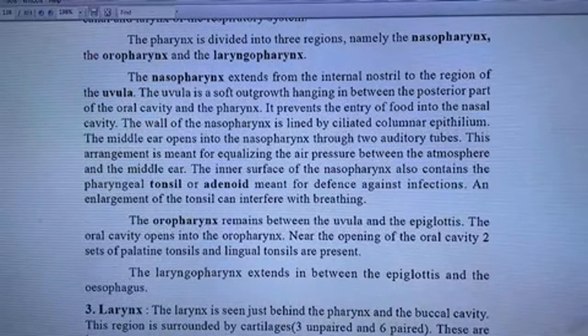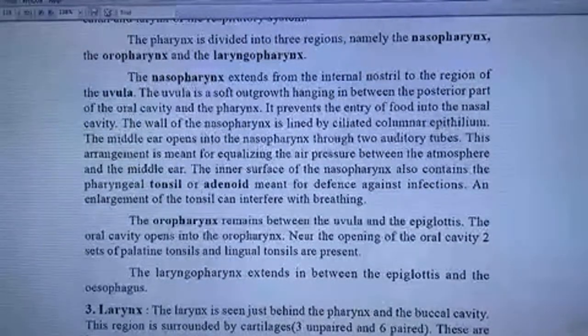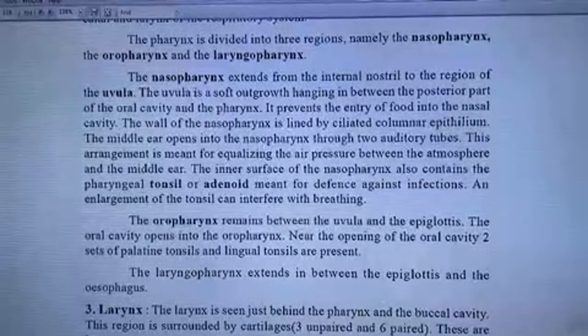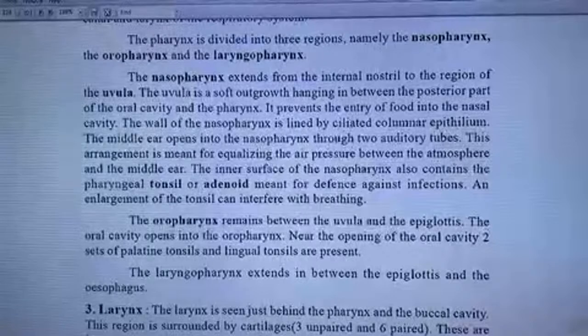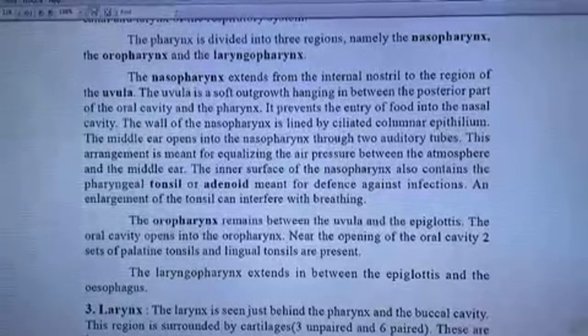The nasopharynx extends from the internal nostril to the region of the uvula. Uvula is soft outgrowth hanging in between the posterior part of the oral cavity and the pharynx. It prevents the entry of food into the nasal cavity. The wall of the nasopharynx is lined by ciliated columnar epithelium.